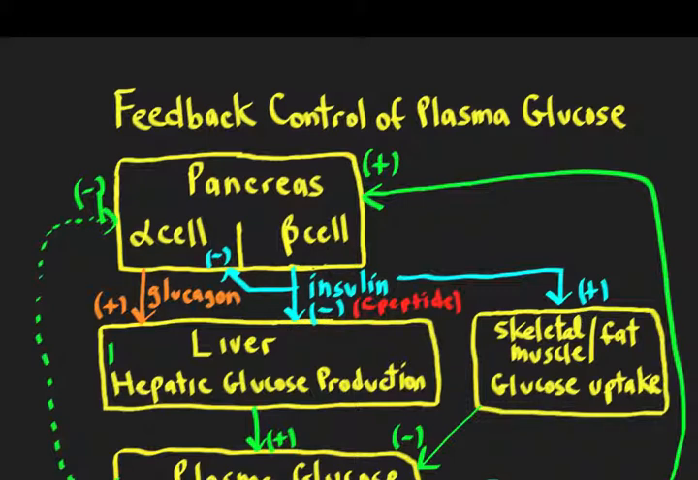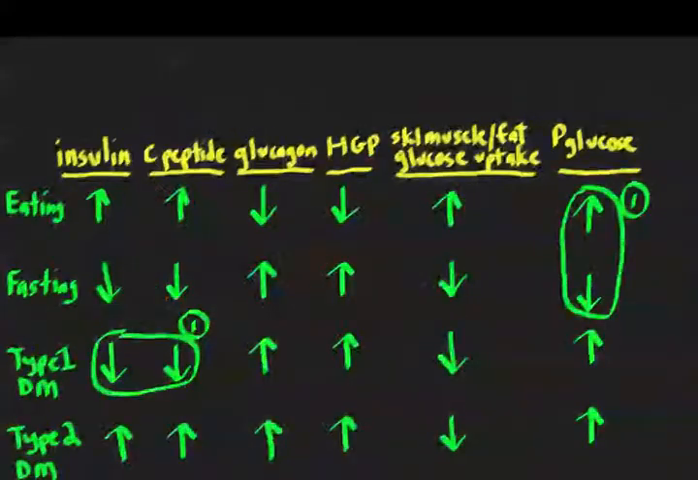So hopefully these examples help solidify the stabilization of plasma glucose mechanisms that are in place in the body normally in response to eating and fasting, and then what happens when you have disturbances in the system. In this case, we looked at type 1 and type 2 diabetes mellitus. And that concludes the video on stabilization of plasma glucose, looking at feedback control.